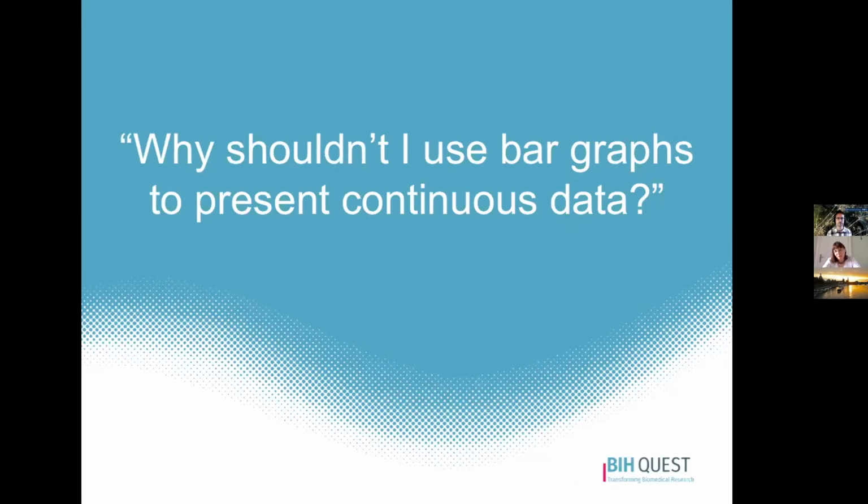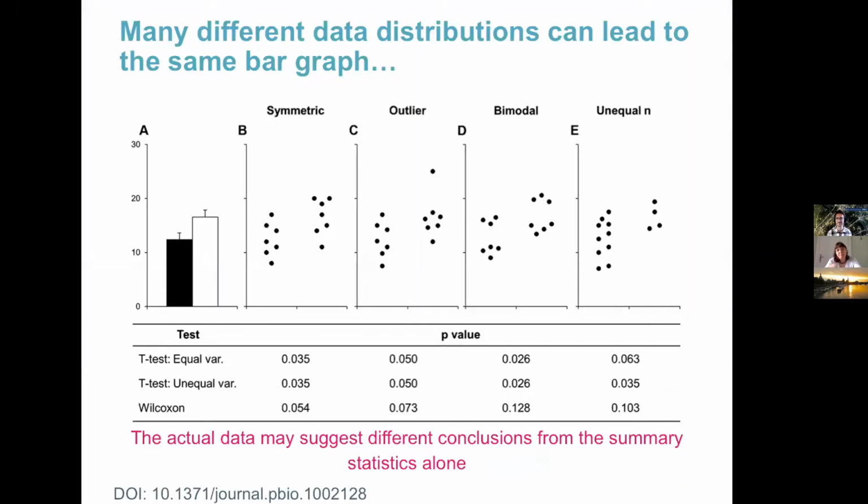So why is this important? Many of you who work in science will know that bar graphs are a very common way of presenting continuous data. And we've done studies showing that approximately half of papers that have a data figure have a bar graph of continuous data, which makes this the most common data visualization problem. So why is this a problem? If everyone's doing it, then why shouldn't we use bar graphs to present continuous data?